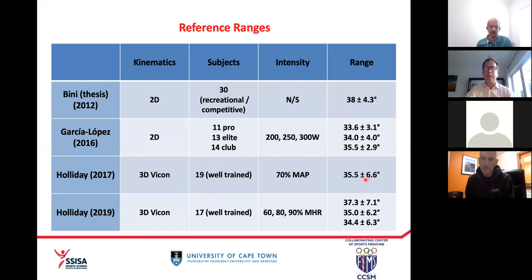And then in that study, which I covered in the previous slides, we had 17 well-trained cyclists at 60, 80, and 90% of maximal heart rate. And the means for knee flexion angle at 60, 80, and 90 are 37, 35, and 34 degrees. So how do we put all of this together to understand what a reference range should look like ideally?